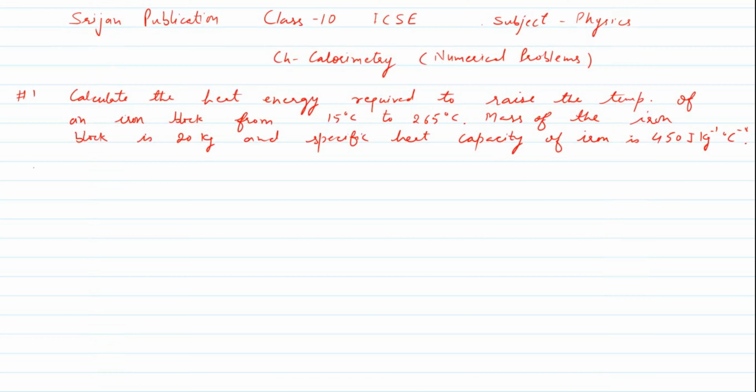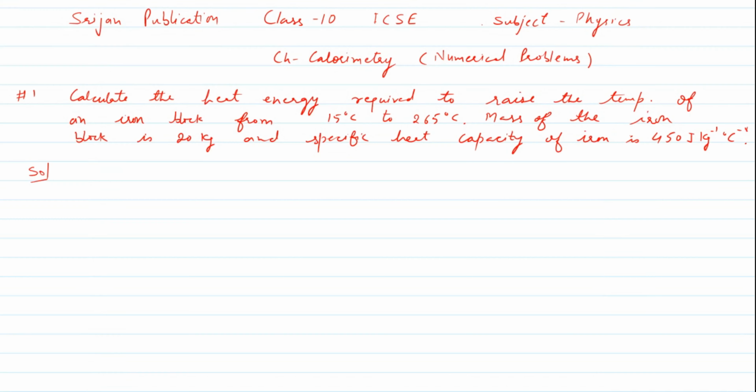Question number 1: calculate the heat energy required to raise the temperature of an iron block from 15 degrees Celsius to 265 degrees Celsius. Mass of the iron block is 20 kg and specific heat capacity of iron is 450 joules per kg per degree Celsius. Solution: you need to know what is the specific heat capacity.